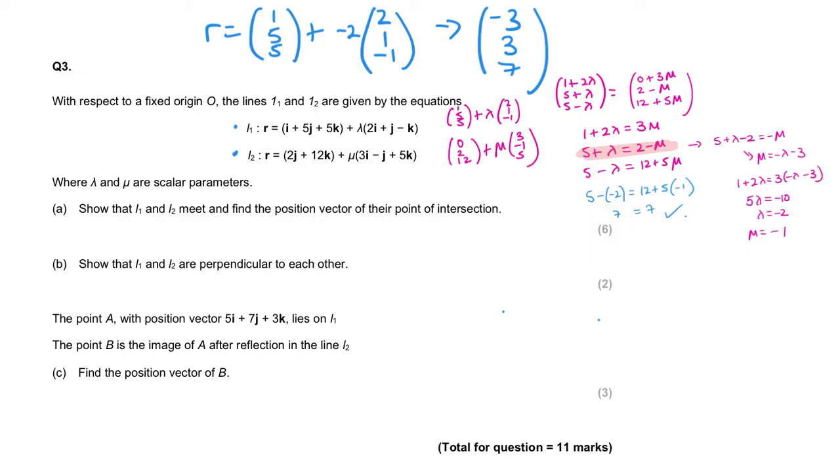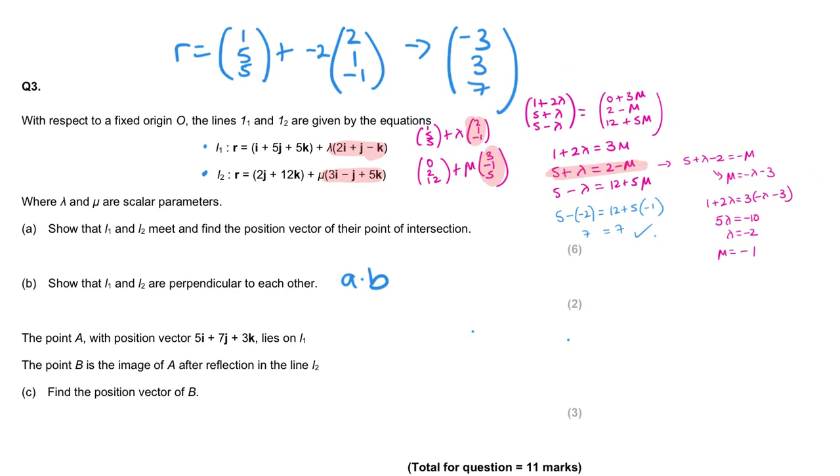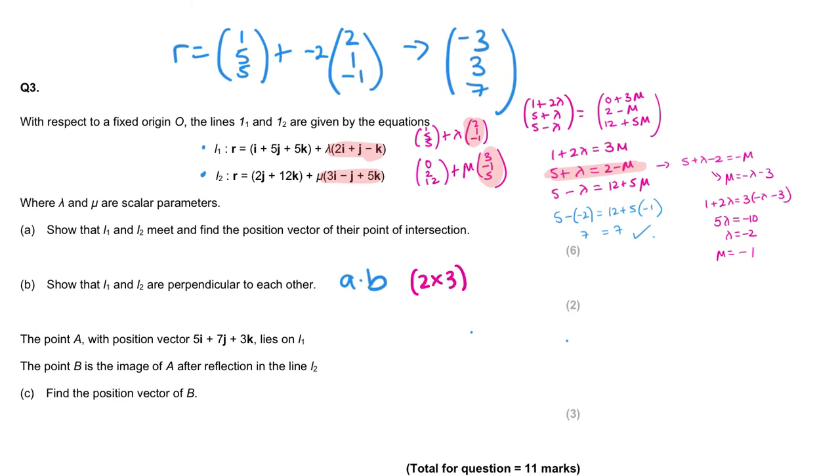It then says, show that L1 and L2 are perpendicular to each other. So the dot product of their direction vectors will equal 0. Okay, direction vectors are this one and this one. So the dot product of these will equal 0. So let's see if that's true. 2 times 3 plus 1 times minus 1 plus minus 1 times 5. You get 6 minus 1 minus 5 equals 0. Therefore, perpendicular.